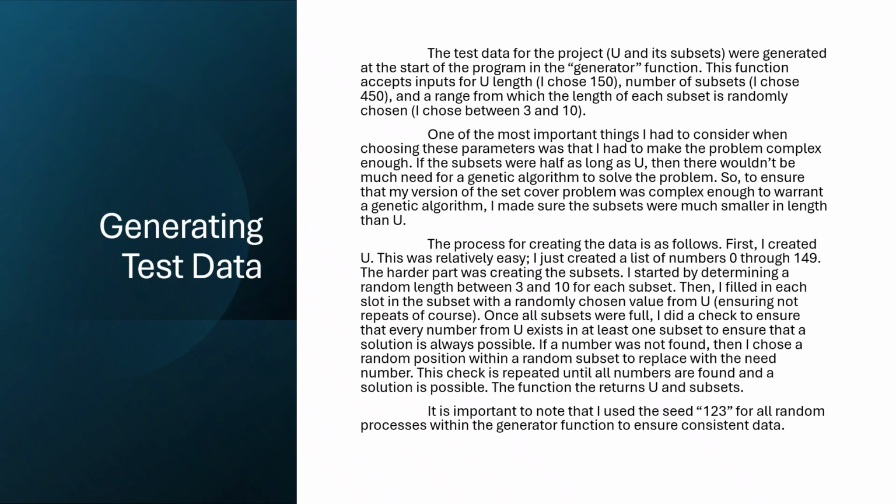Once all subsets were full, I did a check to ensure that every number from U exists in at least one subset, to ensure that a solution is always possible. If a number was not found, then I chose a random position within a random subset to replace with the needed number. This check is repeated until all numbers are found and a solution is possible. The function then returns U and its subsets. It is important to note that I used the seed 1, 2, 3 for all random processes within the generator function to ensure consistent data.